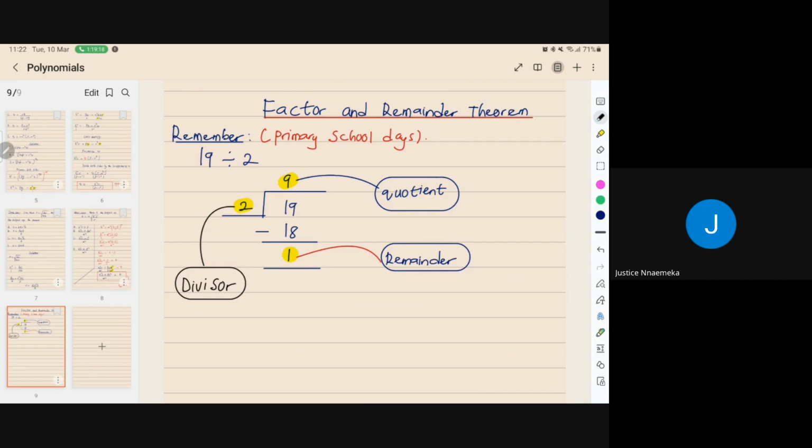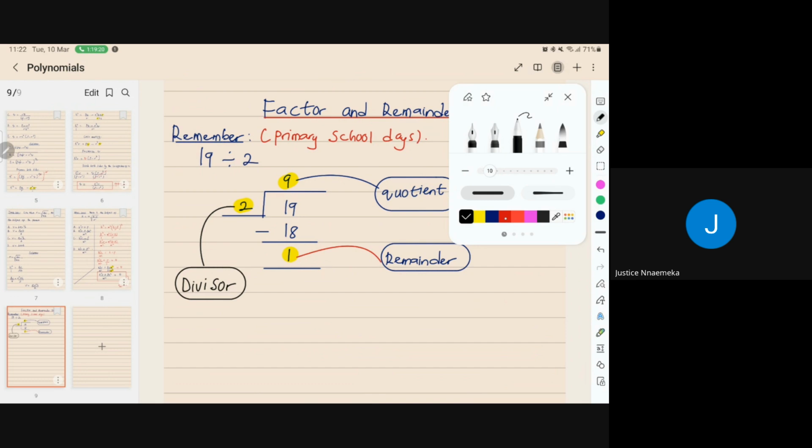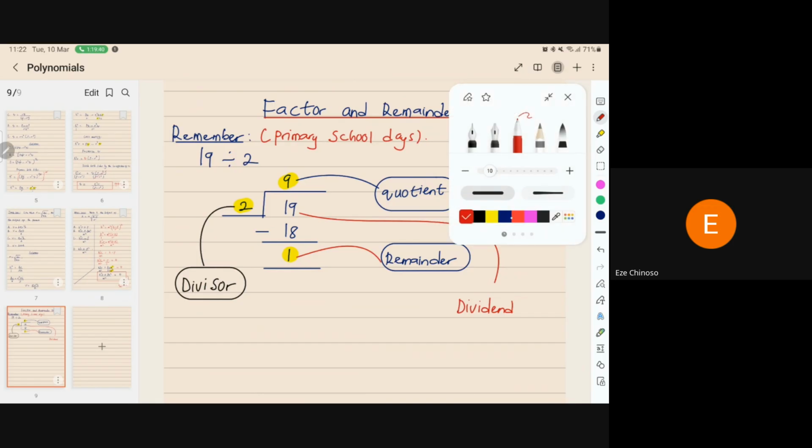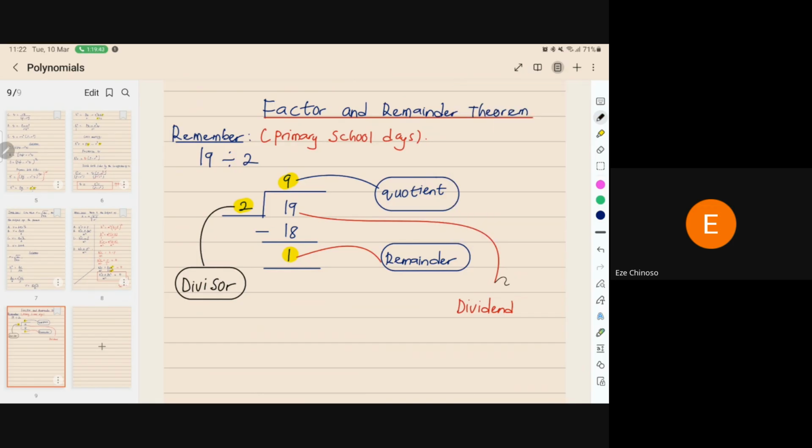The next one I'm omitting is the number that is being divided, which we call what? What do we call the number that is being divided? It is called the dividend. I know you guys don't know it. That's why everybody just turned deaf and dumb. So that's your dividend, right?